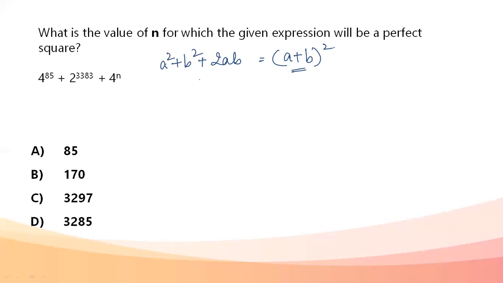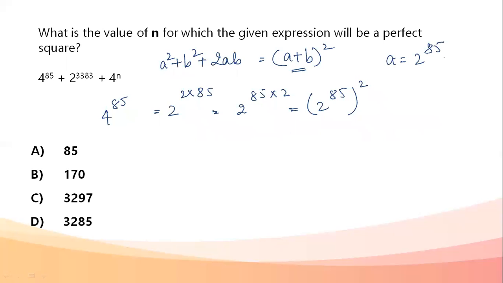So we are going to go for each term. 4 raised to power 85 can be written as 2 raised to power 2 into 85. So this becomes 2 raised to power 85 into 2. Also, I'm just doing it, a into b is equal to b into a. So it's actually 2 raised to power 85 the whole square. So my a comes out to be 2 raised to power 85.